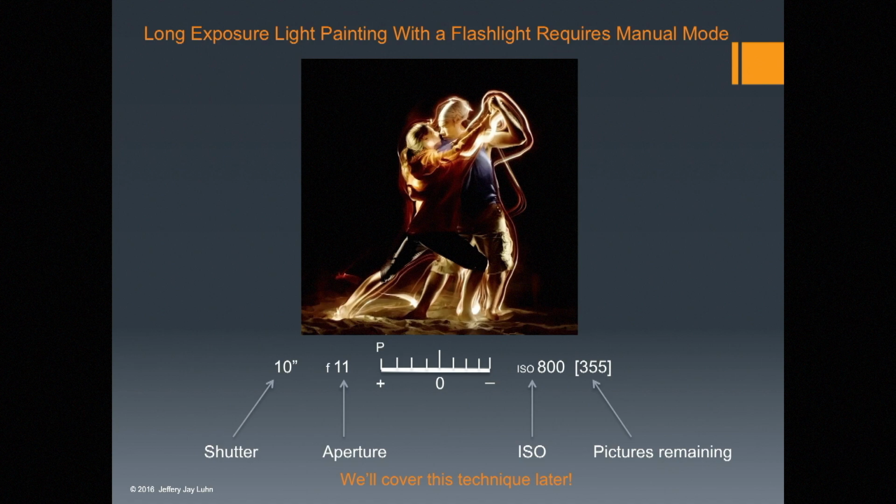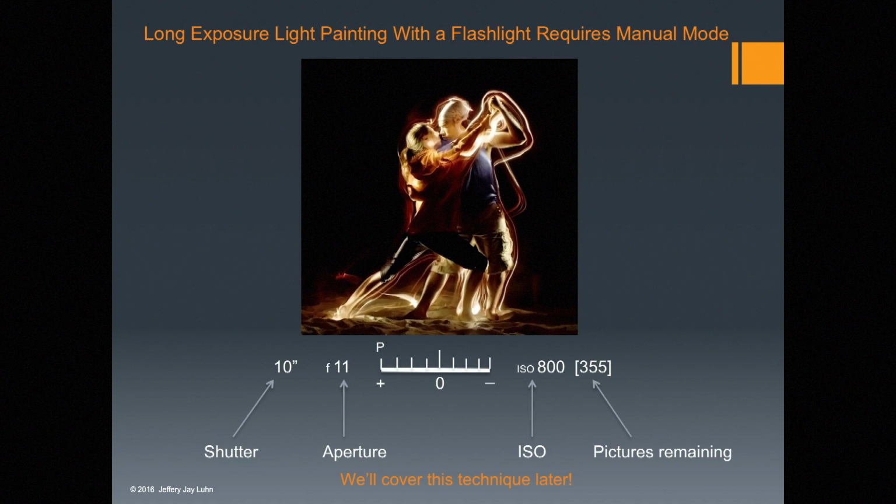This is a long exposure light painting with a flashlight. It required manual mode. It was 10 seconds, and the subjects just held as still as they possibly could, and the photographer ran around and traced them with a flashlight. It's a really great photo.